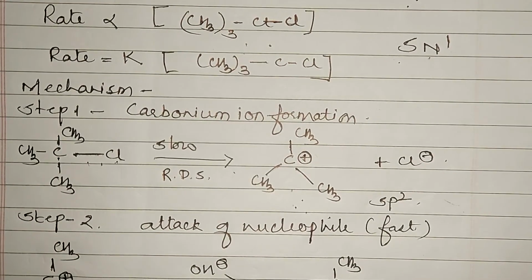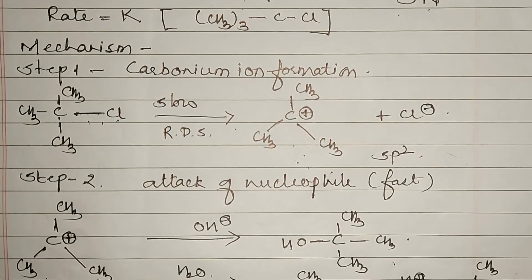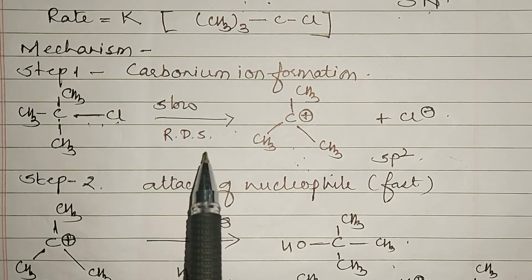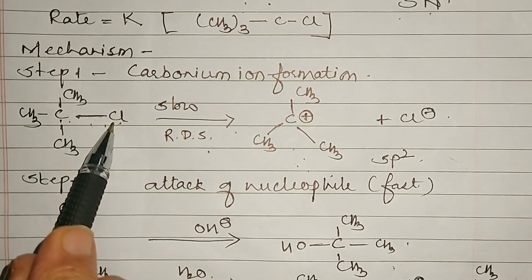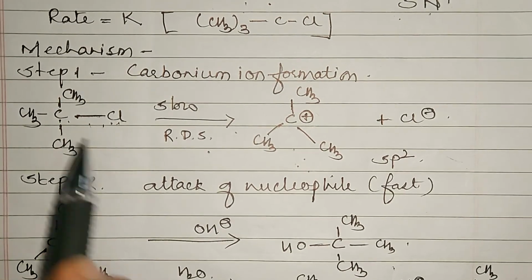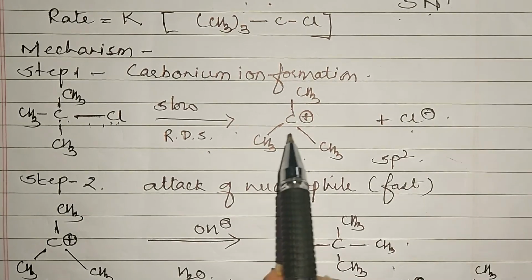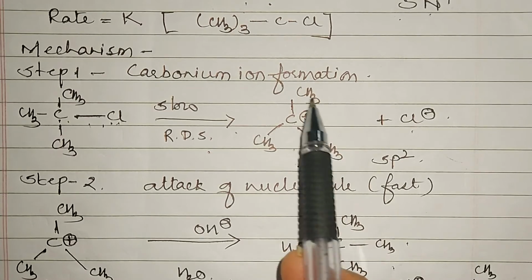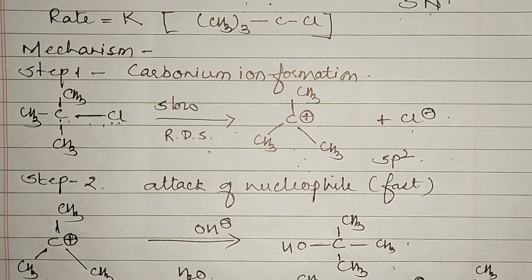After that we see the mechanism of the reaction. The mechanism is two-step. In the first step, there is formation of carbocation. This step is slow and the rate determining step. In this step, this carbon-Cl bond breaks heterolytically, and in this way the shared electrons shift or go with Cl, and it becomes Cl negative, and we get a carbocation, that is C positive, CH3, CH3 and CH3. This carbocation is sp2 hybridized and it is planar. This is the first slow step.